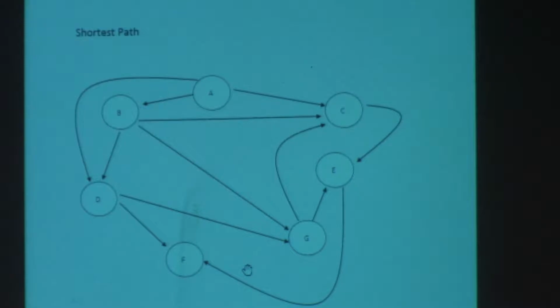A, B, G. So if I were to try to get the shortest path from A to G, I probably should just go from A. Can I go directly to G? No. Why? Because there's no edge.